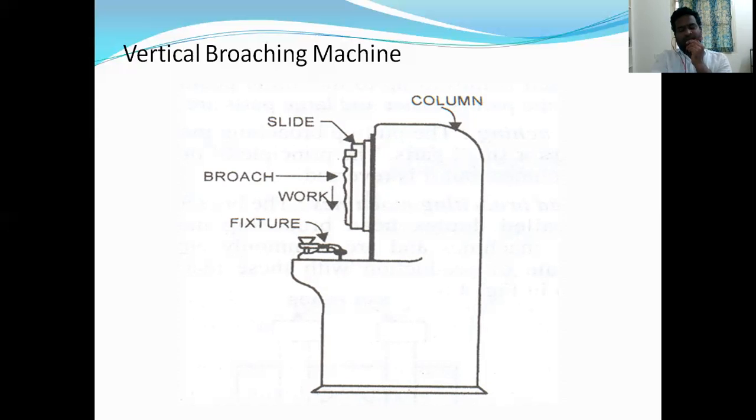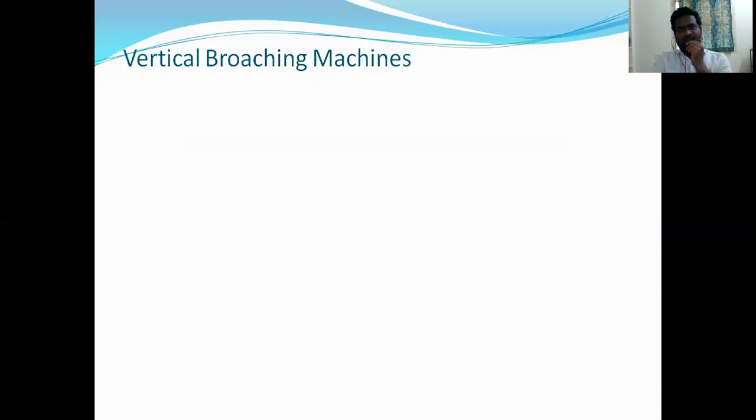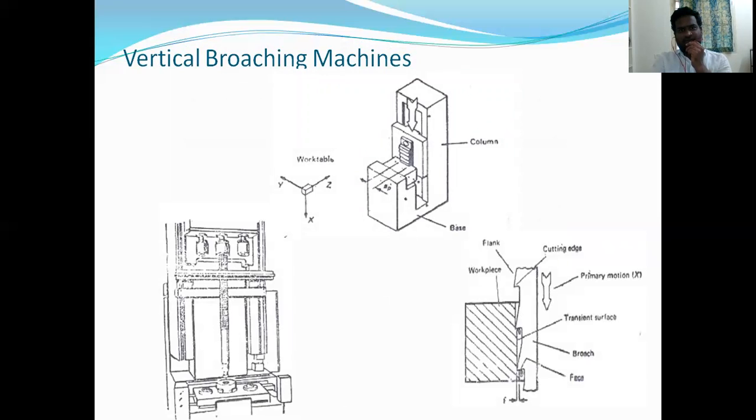With that column, either the workpiece or the cutting tool may be fixed. Here in the diagram we observed that the broach tool is fixed to the column and the workpiece is fixed on the base of the bed. The manufacturing process takes place through the reciprocating motion of the machine, moving up and down, to and fro. With that action the cutting tool is moving and the workpiece is machined. In these diagrams we also observed different types of vertical broaching machines.